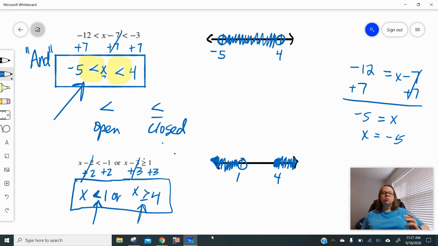Okay, so those are your two differences. Just kind of visually notice, here when it's "and," you shaded in the middle, and here when it was "or," you shaded on the outsides. It's either this or it's that. And so you've got two possibilities for solutions.